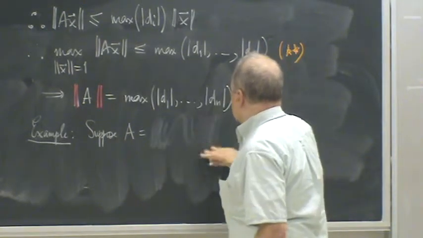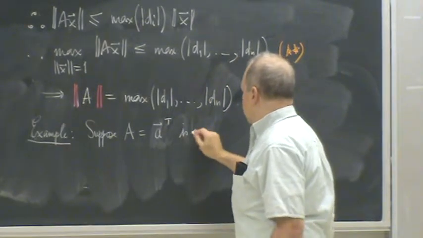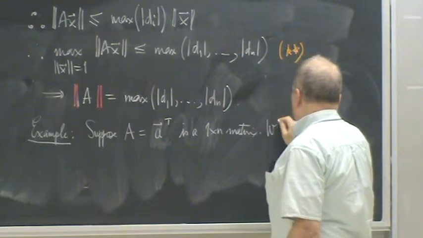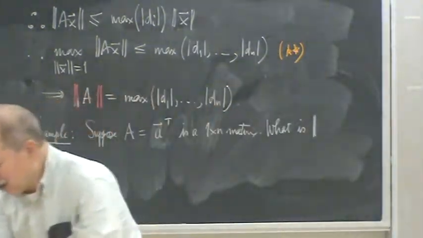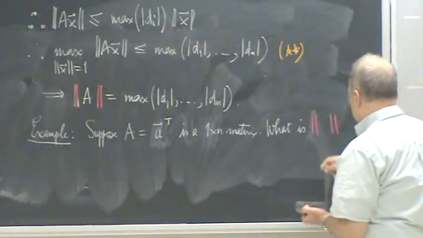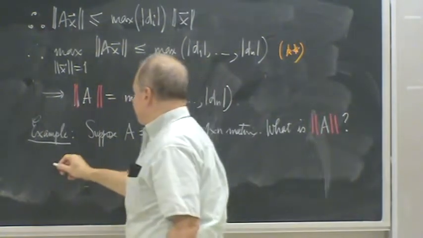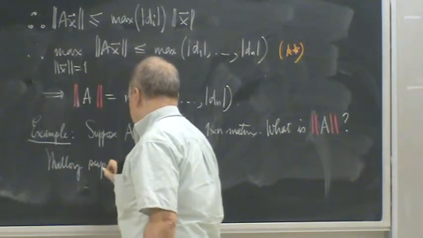So let's say it's the transpose of a vector, right? That's what a 1 by n matrix is. What is the norm? Oh, need to keep the red chalk with me. What is the red norm of this matrix? Magnitude of A. Magnitude of the little a? Yeah, that makes sense.